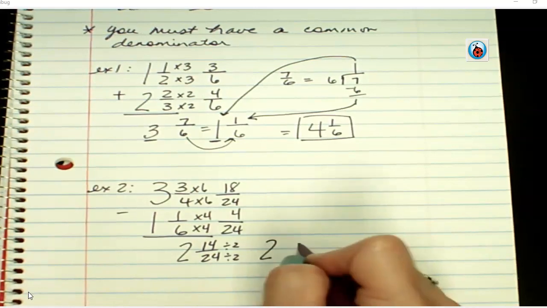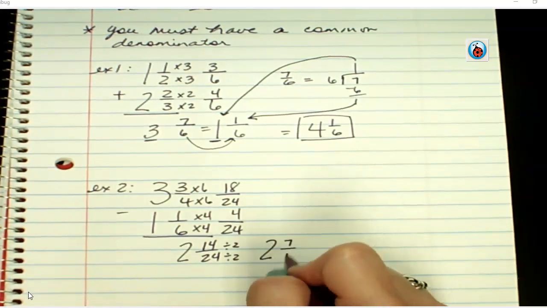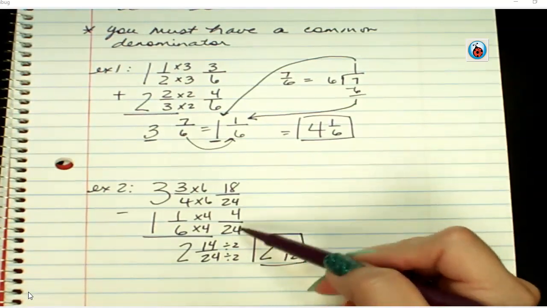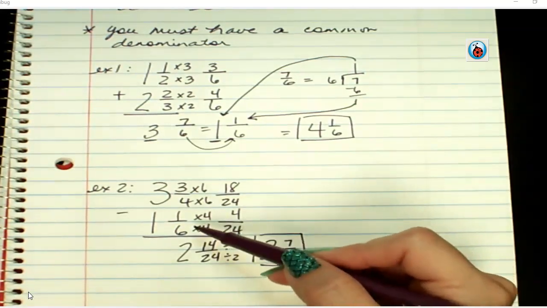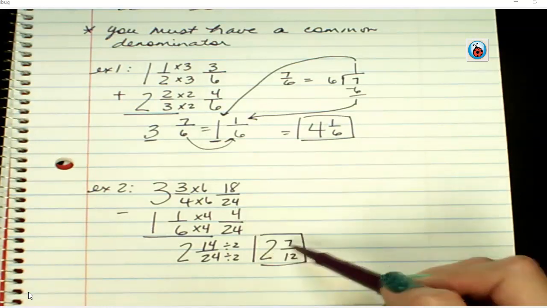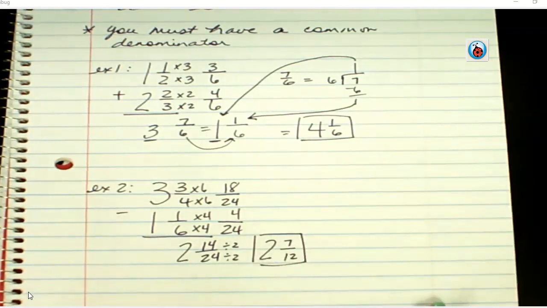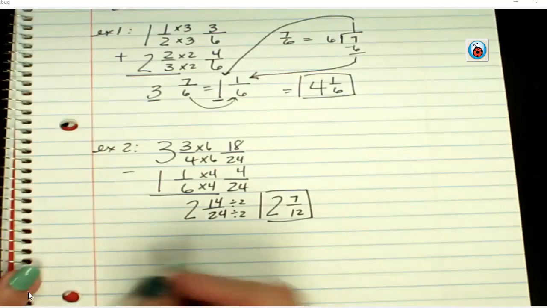I'm going to get 2 and 7/12. Now, if you'd used the 12 up here, if you knew that the common denominator of 4 and 6 was 12, you would have gotten 7/12 right here and you wouldn't have to reduce. But it would work either way. Let's do one more.